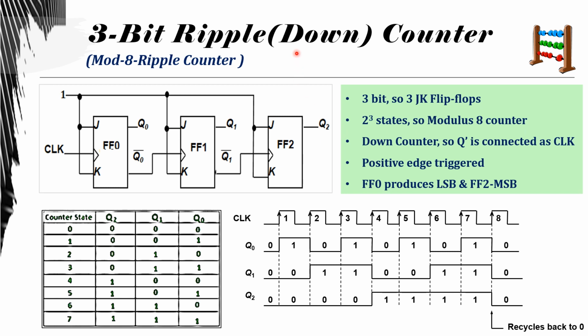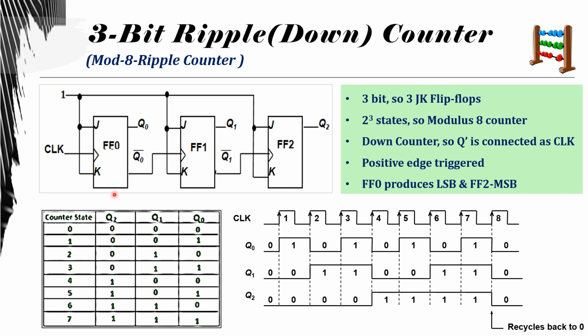Since we are going to design a down counter, the Q bar is connected as the clock input of the next flip-flop connected in the chain. It is positive edge triggered, so the external clock on FF0 will be active at the positive edge of the clock pulse. The flip-flop connected to the external clock produces the least significant bit. So FF0 produces the LSB and FF2 produces the MSB.